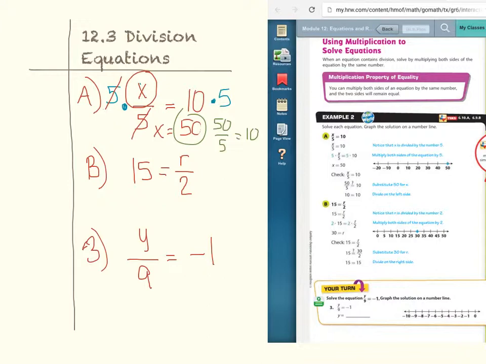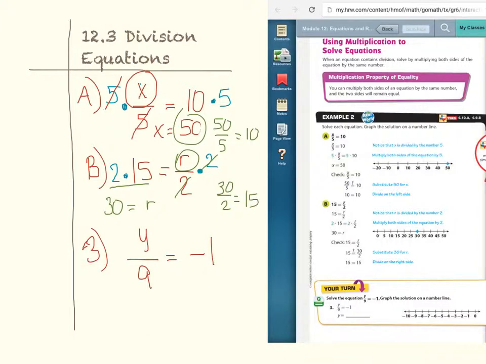Let's look at B. B says some number divided by 2 equals 15. Let's figure it out. This is divide, do the opposite. Times 2 over here. Okay, they cancel each other out, the 2's do, so that I'm left with r all by itself. And then on the other side, 2 times 15 is 30. 30 equals r. Okay, if I want to check that, we had r divided by 2, and we're saying that r equals 30. So if I take out the r and put a 30, 30 divided by 2, half of 30 is 15.